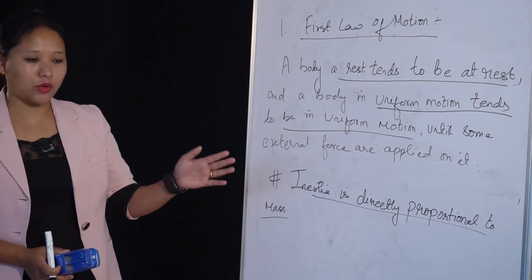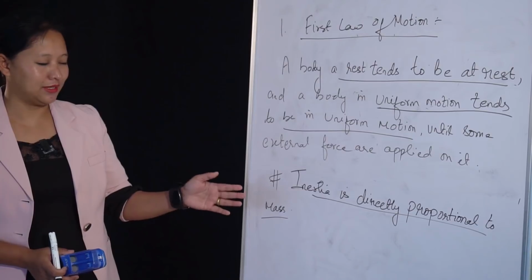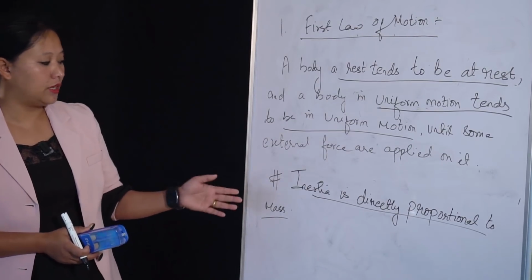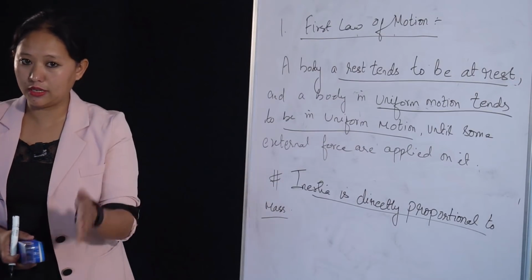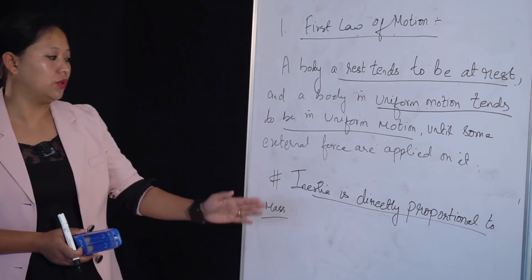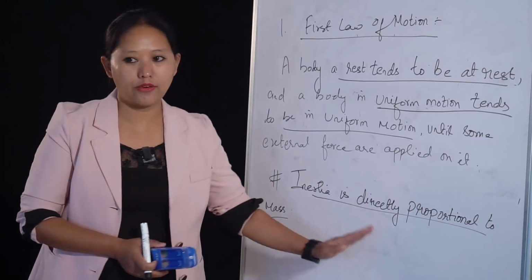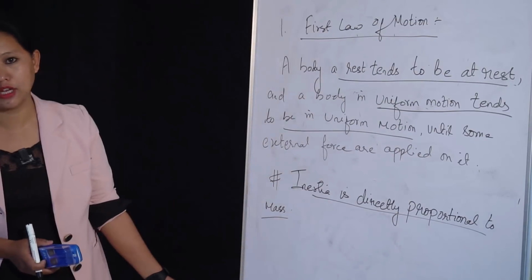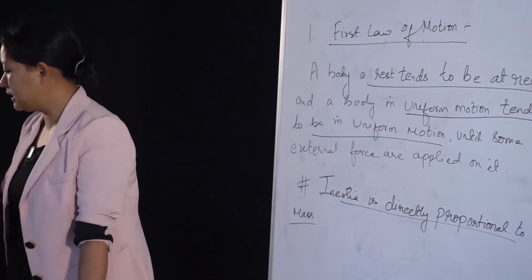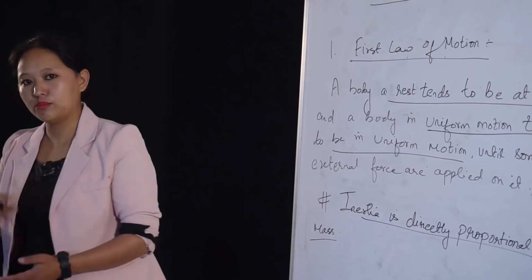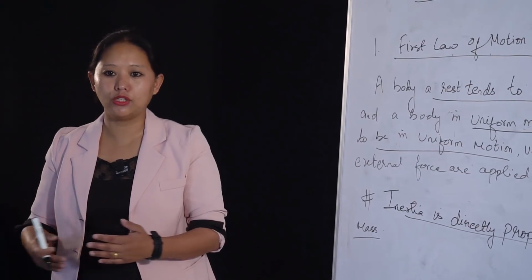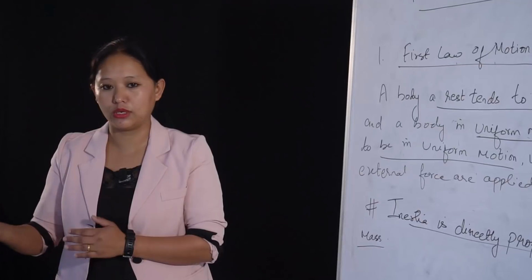Sometimes in multiple choice answers, this might come: inertia is directly proportional or inversely proportional to mass. I want you all to know that inertia is directly proportional to mass. So what do you mean by directly proportional to mass? That means if the object has more mass, then you need to apply more force in order to move that object from one place to another.